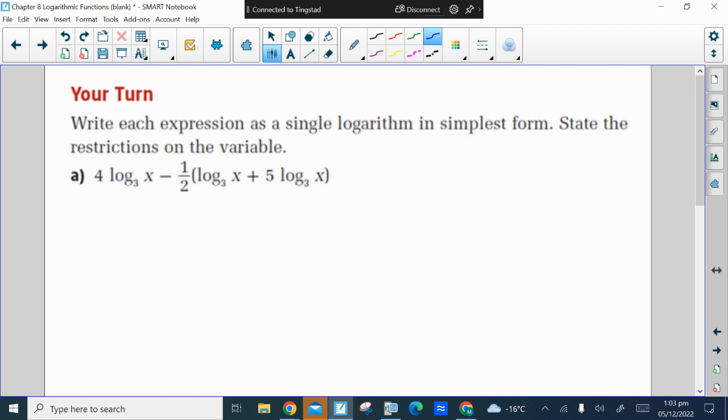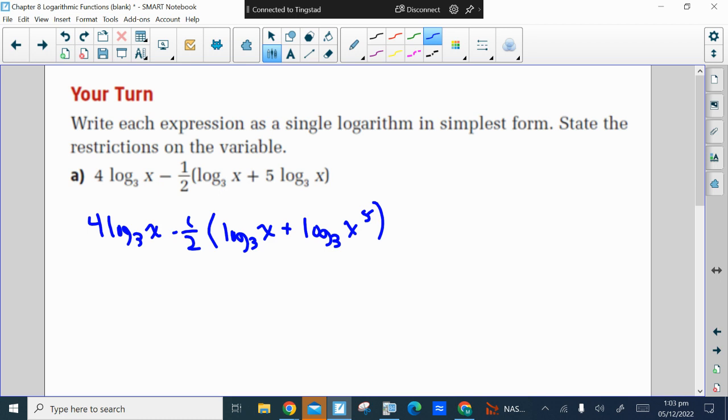On the next page, same type: write them as a single log in simplest form and also state restrictions. So we can start here by simplifying inside the bracket. Because you're adding logs with the same base, we would use the product law. But before we do that, we have to take care of that coefficient in front of the second term inside the bracket by using the power law. The coefficient of 5 comes up as an exponent. And now we can combine those two terms inside the bracket.